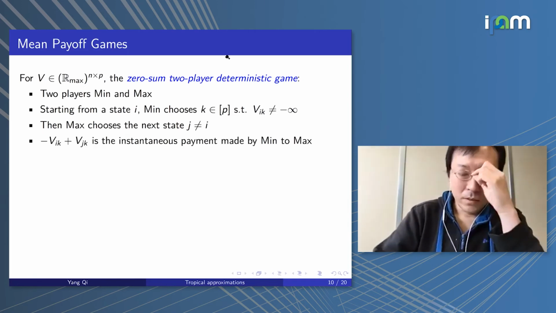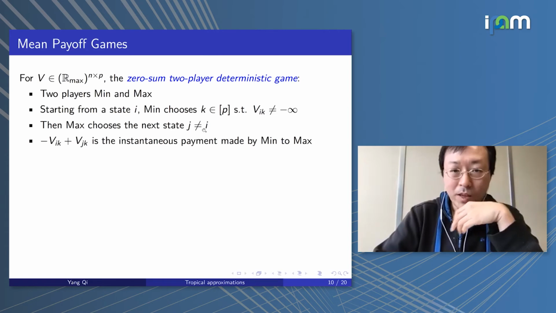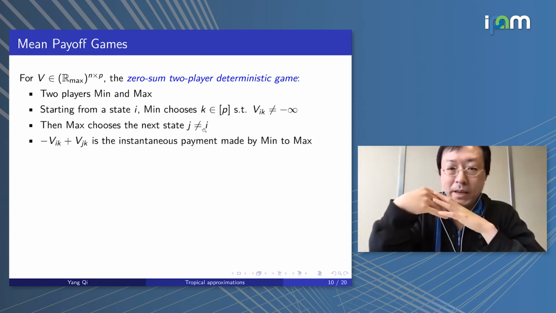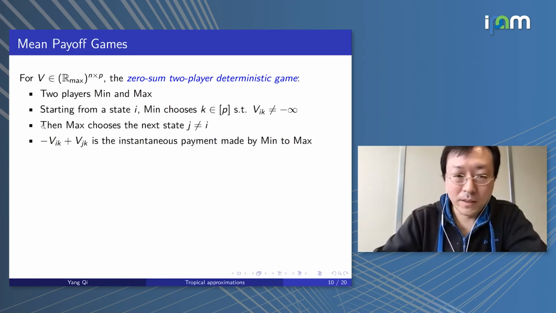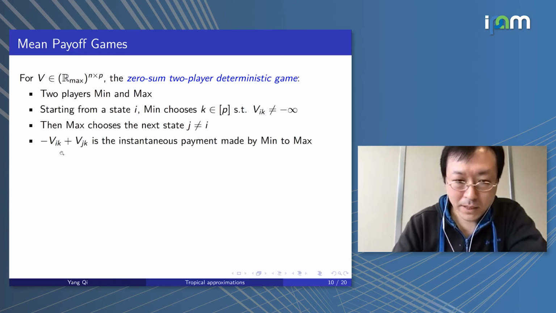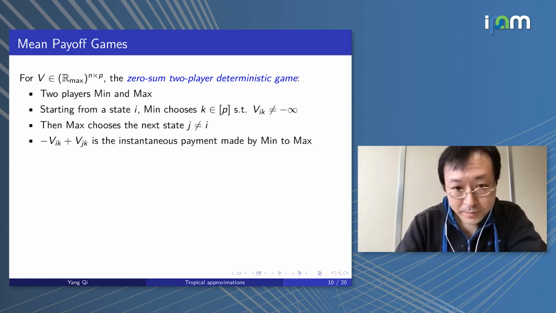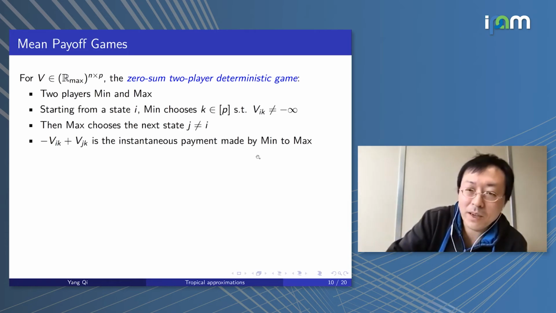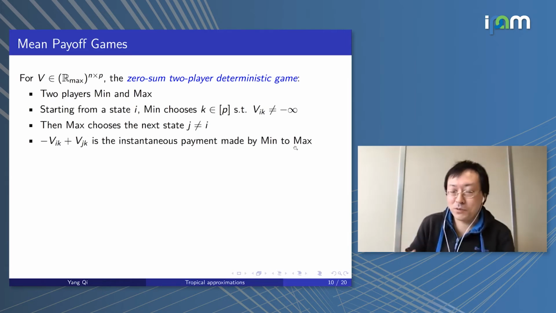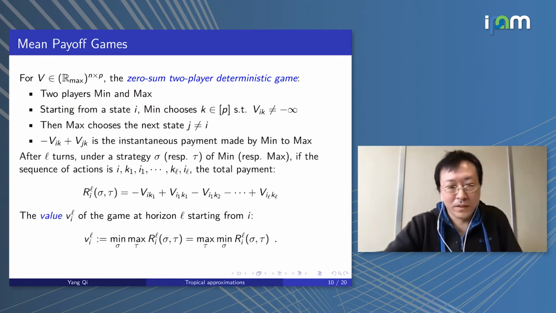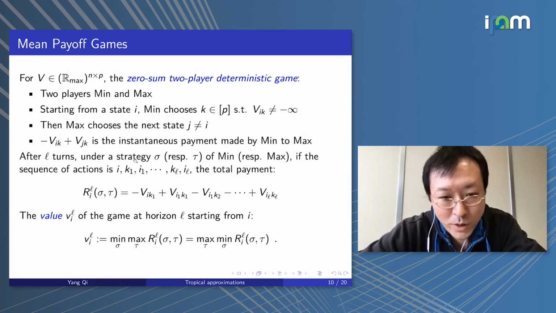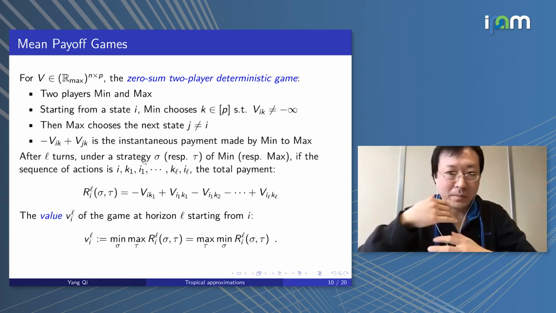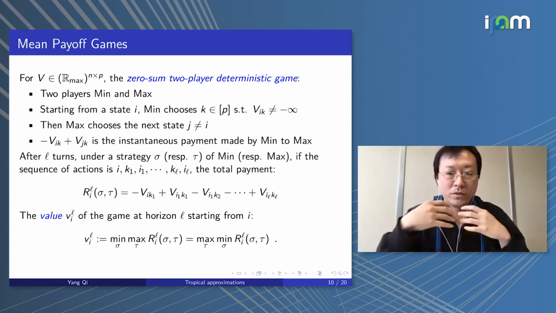Okay, and then in fact, after this step, player min will pay some payment to player max, and the amount of the payment is equal to negative V_ik plus V_jk. By the way, why do we call this player min? Because he wants to minimize the payment, and this player max wants to maximize the payment he receives from player min. So here a strategy means how these two players choose the states at every step.